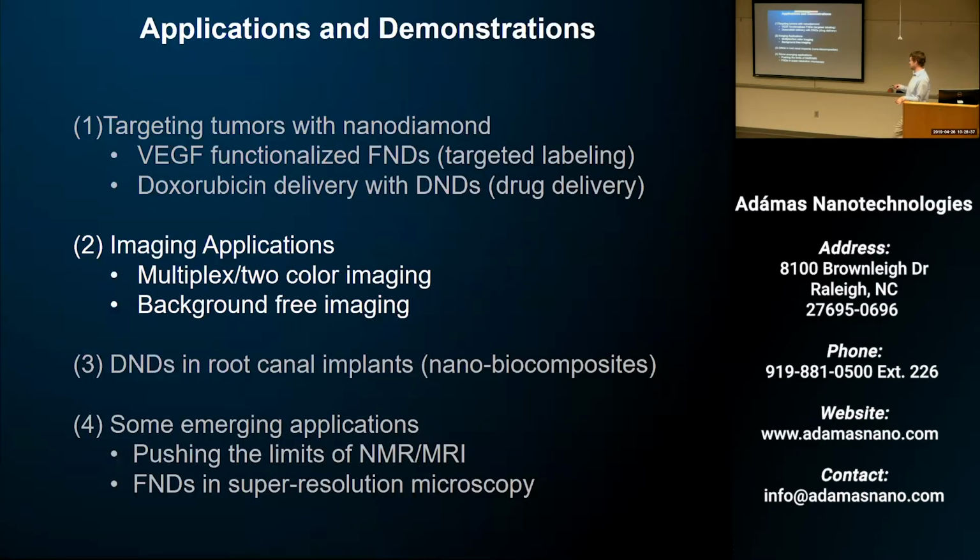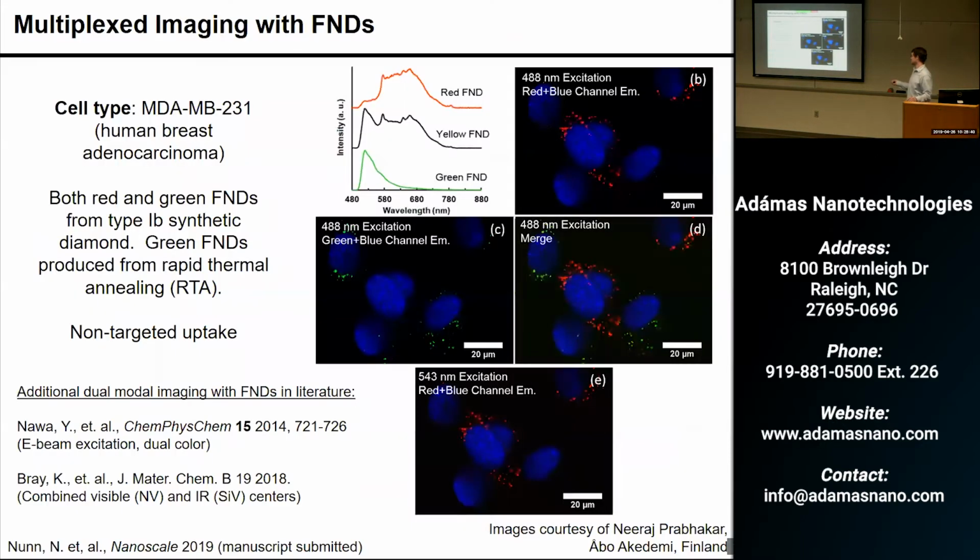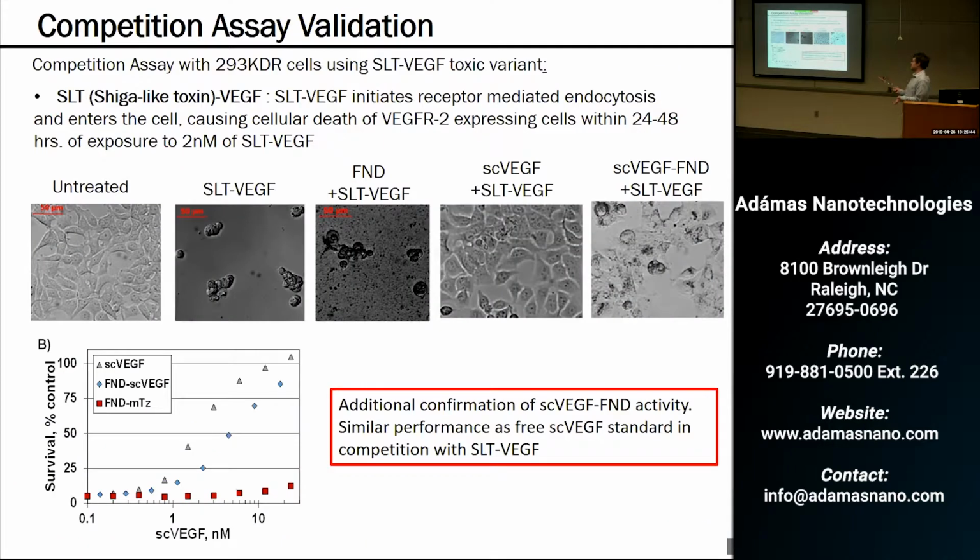Okay, so moving on to just a couple of imaging applications. This paper is one that our collaborators and I actually wrote, and this was utilizing this rapid thermal annealing approach. So we were doing this 2-color imaging with green and red fluorescent diamonds. The green fluorescent diamonds were produced with the rapid thermal annealing approach. And you can see this 2-color imaging, these are in breast cancer cells. So we took basically 2 different lines of the same breast cancer cells, put green diamond in one, put red diamond in the other, and then mixed the cells to just demonstrate. So these are not targeted in any way. It's just non-specific uptake to the cells.